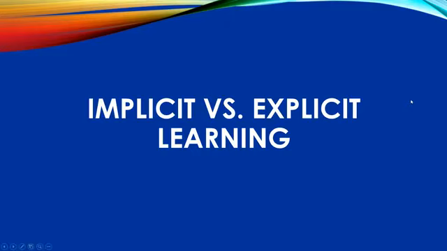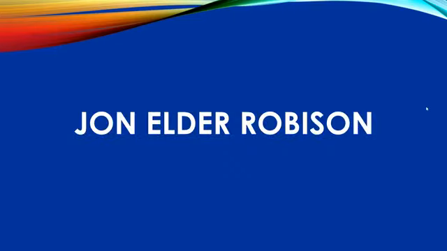Implicit meaning that we observe it and we just implicitly, without directly talking about it, kind of figure it out from being in the situation. Explicit being that somebody sits us down and actually explains it to us step by step. So with those particular students, we need to be more explicit with them.